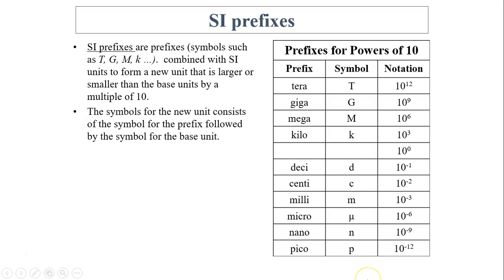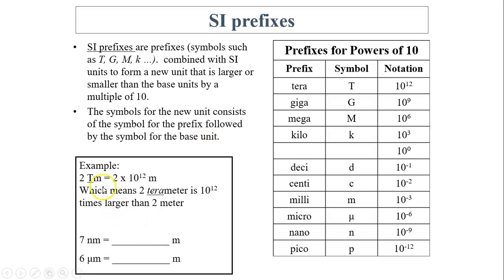Next one is SI prefix. SI prefixes are prefixes, which are these symbols, combined with SI units. What are the SI units? That's meters, grams, and seconds, to form a new unit that is much larger or much smaller than the base unit. The symbol for the new unit consists of the symbol for the prefix followed by the symbol of the base unit. For example, 2 terameters, the prefix and the base unit.